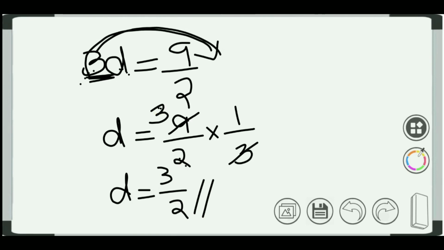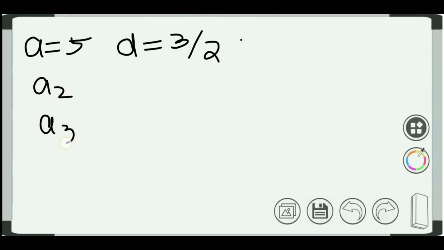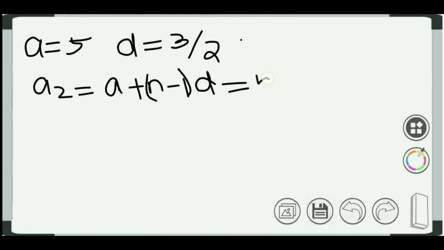So now you have the value of A and value of D. A is equal to 5. D is equal to, we just found, 3 by 2. Actually, what is the requirement of the question? You need to find second term and also third term. Second term, take n is equal to 2. A plus n minus 1 into D. What is A? 5 plus n is 2, 2 minus 1 into D, 3 by 2.